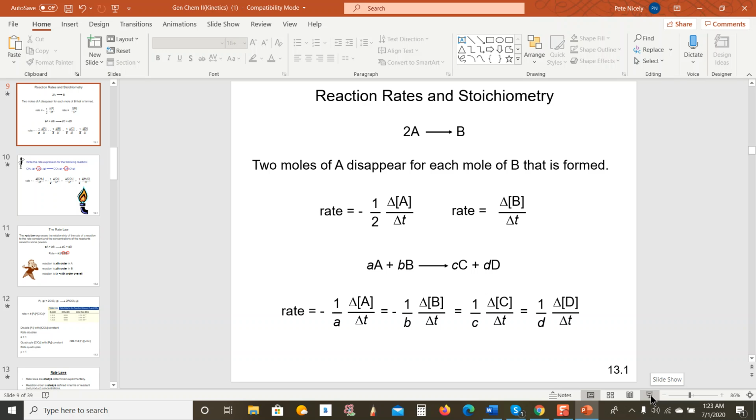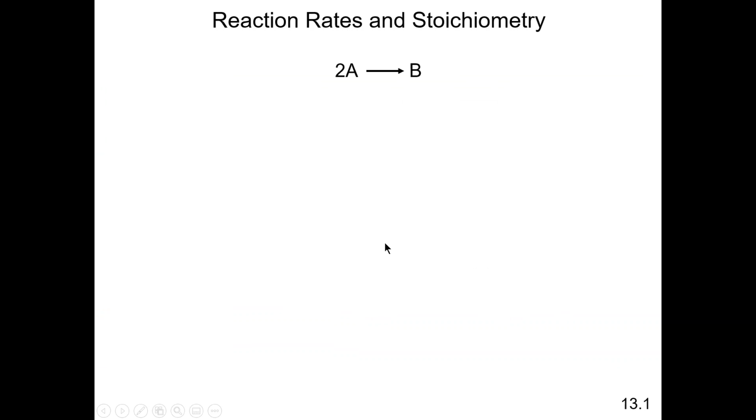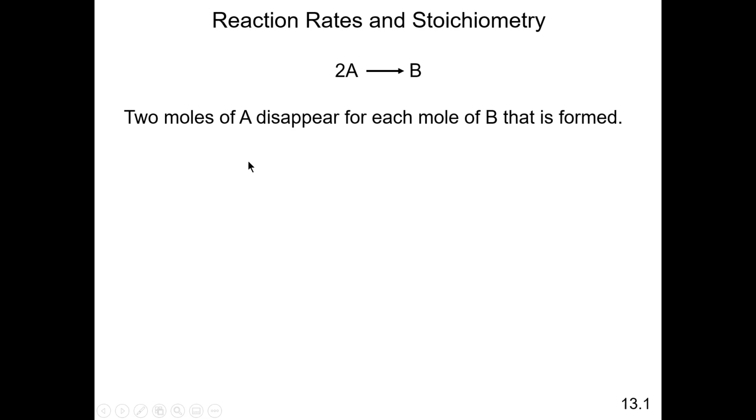Okay, so let's talk about the relationship between the reaction rates and the stoichiometry of the reaction. So let's look at this example. In this hypothetical example, we have 2 moles of A reacting to form 1 mole of B, right? So what we're going to do is look at the relationship between the coefficients of A and B and the reaction rate expressions, right? So the first thing we can conclude based on this equation is that every time 2 moles of A reacts and disappear, then 1 mole of B will be formed.